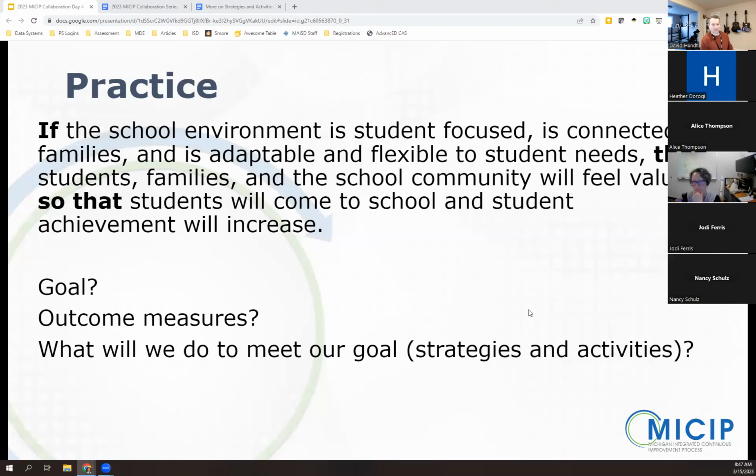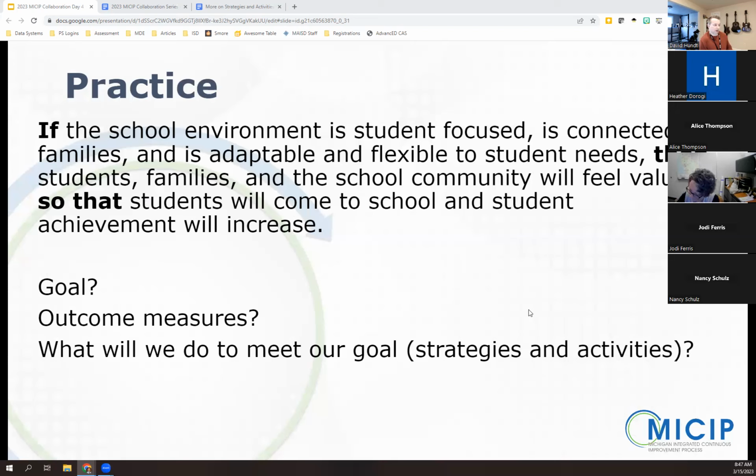Okay, Billy's saying some sort of SEL goal. Yep, yep. Any other ideas? So the goal comes out of that spot, right? So it's this piece about students, families, and school community feeling valued. And so probably some sort of SEL, some sort of climate and culture goal. Thank you, Christy. Right. And maybe even an engagement goal, trying to get them engaged there. So our goal would probably be written around that.